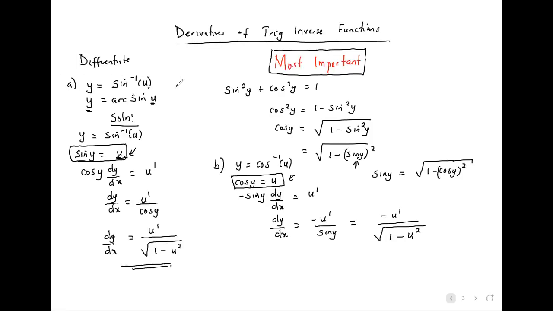Find y prime. y is equal to sine inverse of 4x squared plus 1. So you say, okay, from this one here, whatever is inside can be written as u.